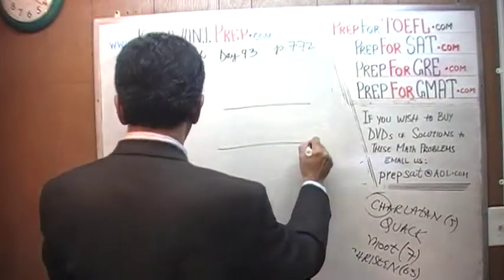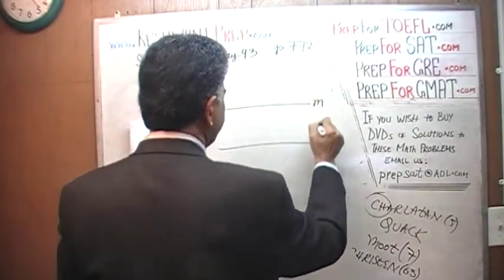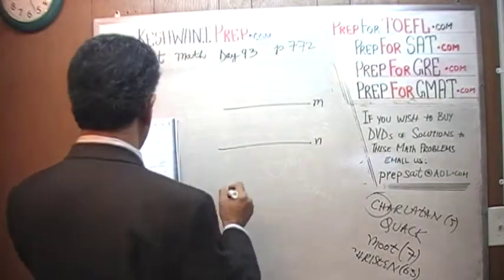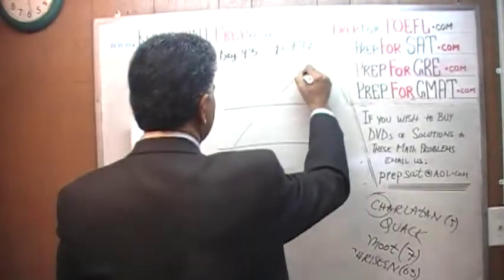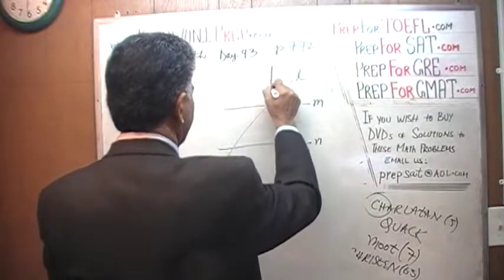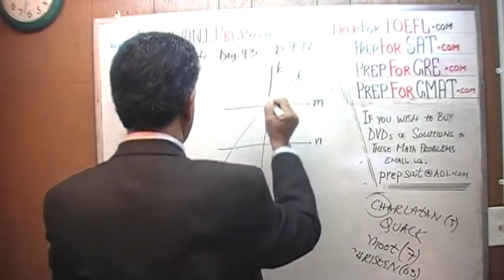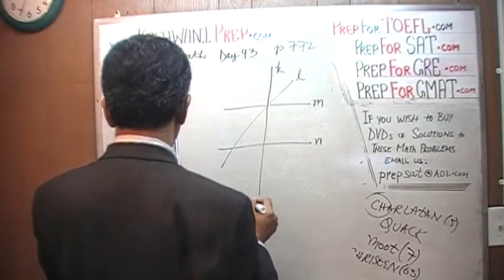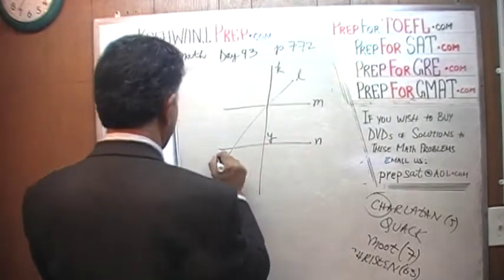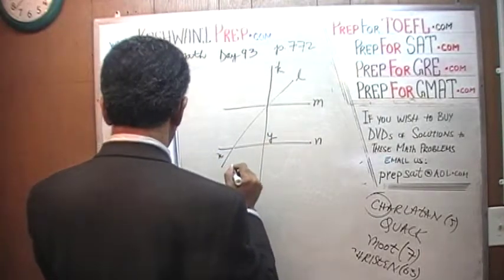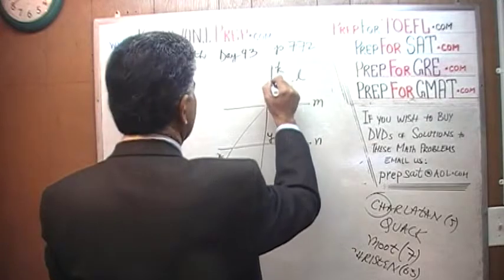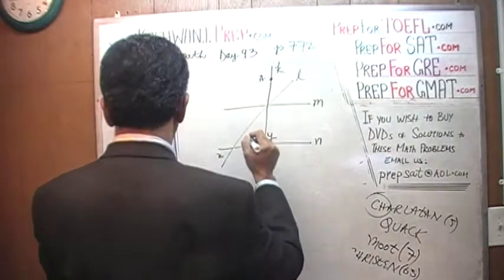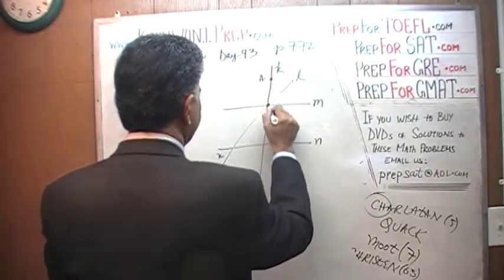We are given two parallel lines. We are told that these are line M and line N. Then we have a line L that goes something like this and a line K that's steeper. This is Y, this is X. Point A is somewhere on K, right here is point A, and point B is right here.